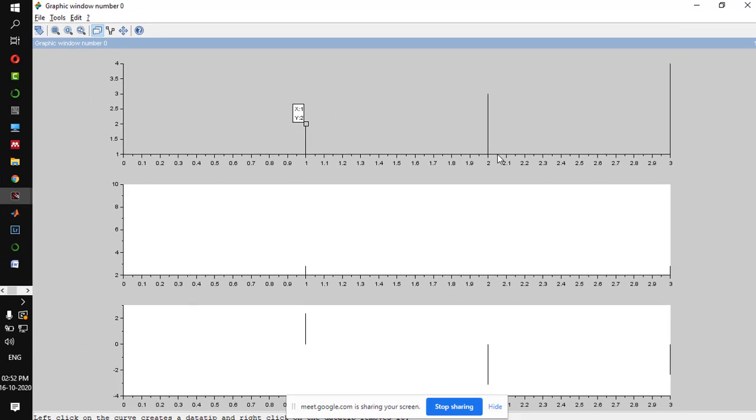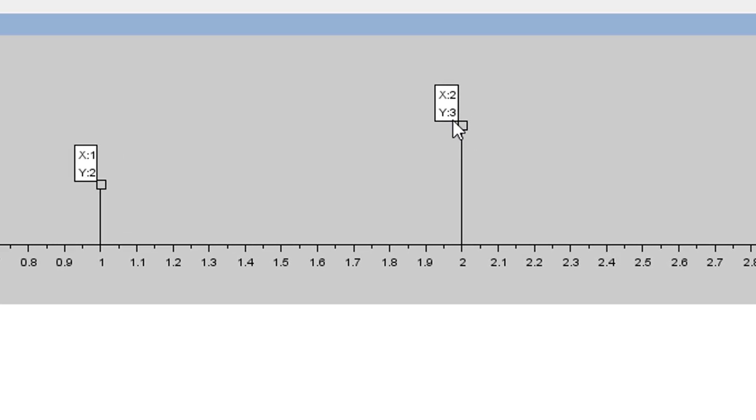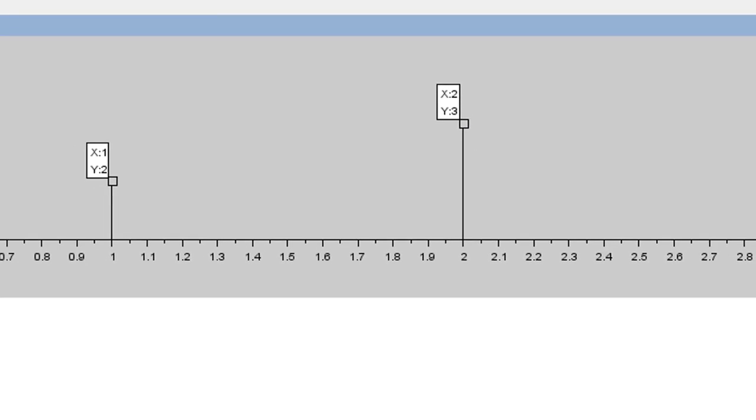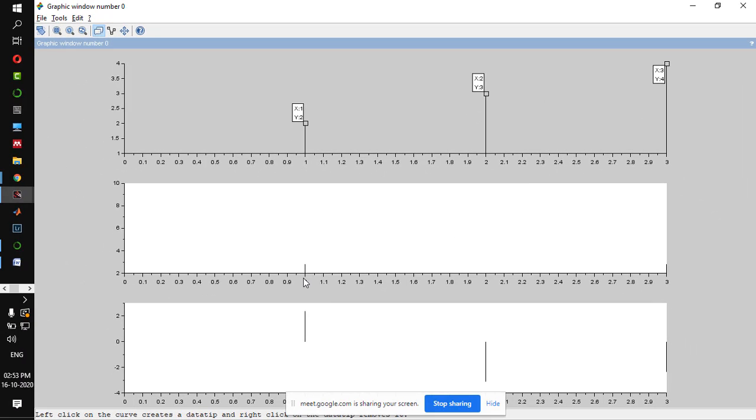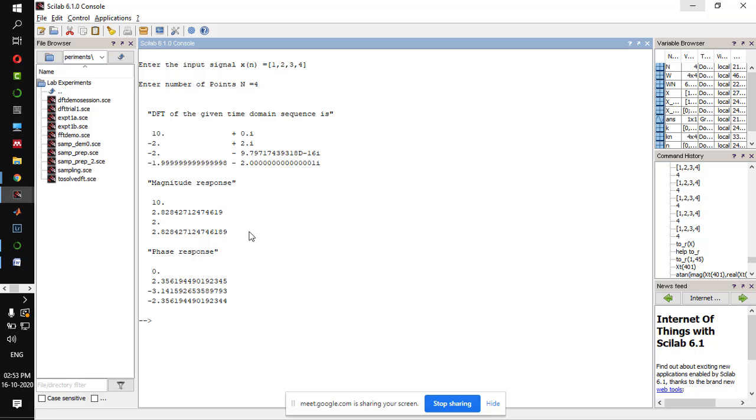Now if I just click on this step, I get this value. And if I click on this step, I get to see this value. Similarly, if you want to see at k is equal to 1, what is the magnitude? It is 2.828, right? And this is 0, I guess, and this is also 2.828. Is this fine?